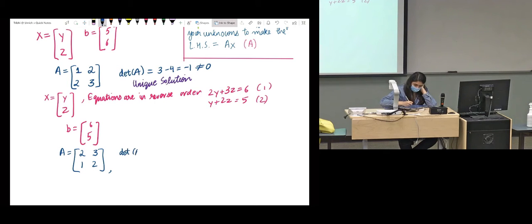But when you do the determinant of A, it is still not 0. It's not the same, but it is still not 0. So you still get the same conclusion that your solution is indeed unique.